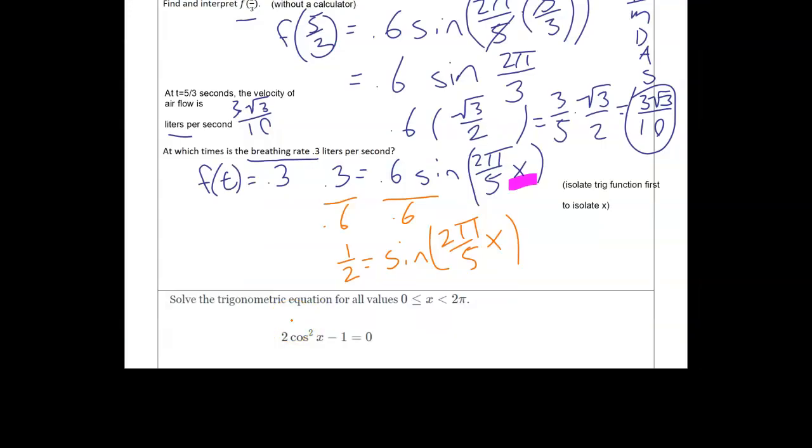Well, remember, sine is my y values, so I can only look at quadrants 1 and 2 for positive y values. And I have 1 sine, 2 sines equal to 1 over 2. So I'm going to drop my sine, and I'm going to actually make 2 different equations. So I'm going to be like, okay, 2 pi over 5x equals pi over 6, and 2 pi over 5x equals 5 pi over 6.